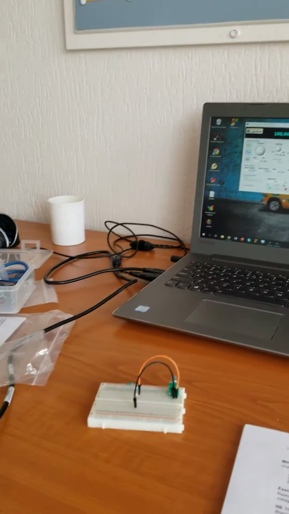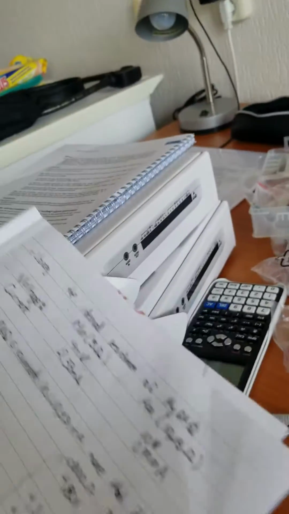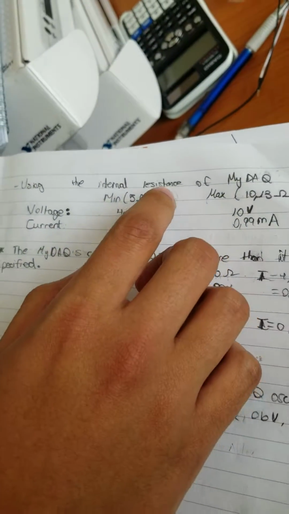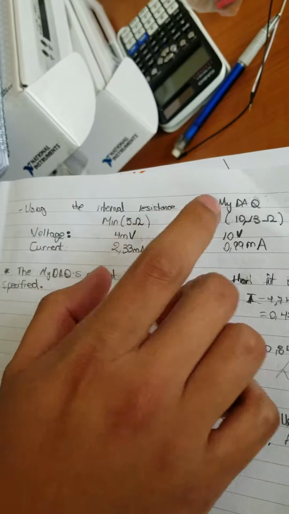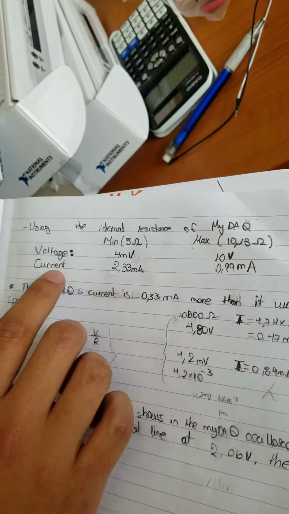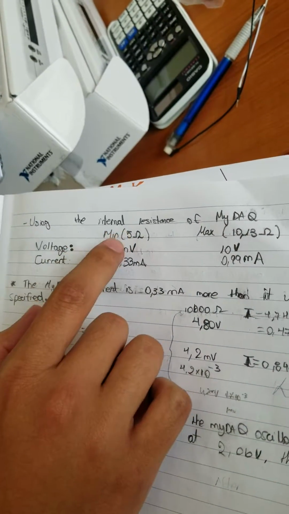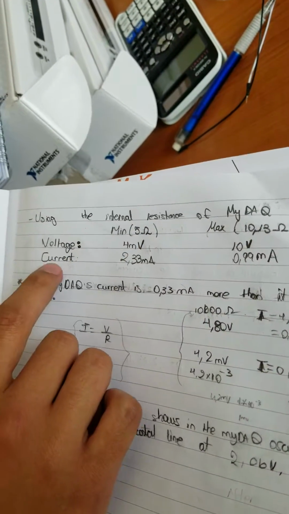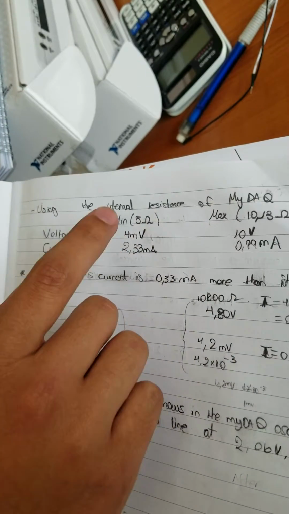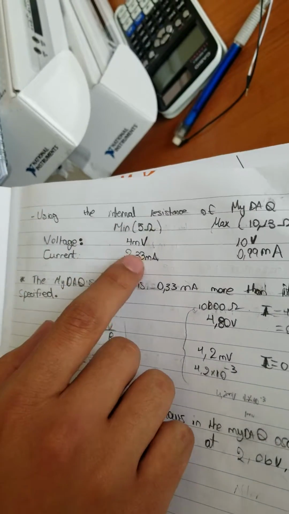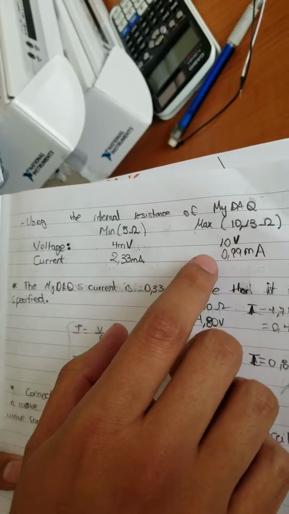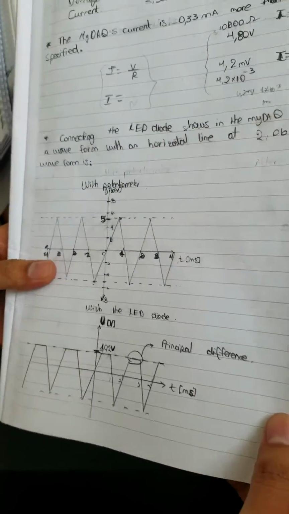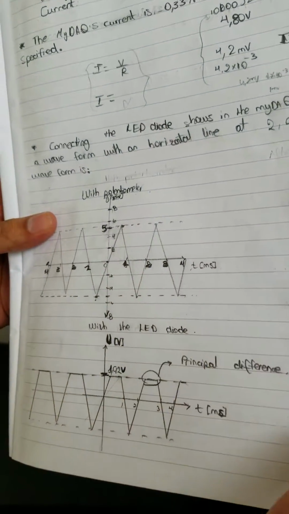The results we got are the following. So here we have the data obtained. The potentiometer has a minimum resistance of 5 ohms and the maximum is 10 ohms. So the voltage for the minimum is 4 millivolts and for the maximum is 10 volts. And the current, as we said before, for the minimum is 2.33 milliamperes, for the maximum is approximately 1 volt.